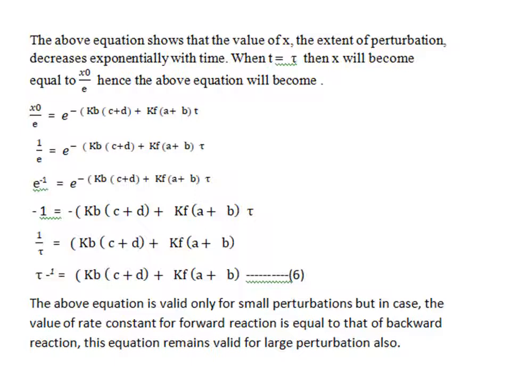The above equation shows that the value of x, the extent of perturbation, decreases exponentially with time. When t is equal to tau, then x will become equal to x naught over e. Hence the above equation will become x naught over e is equal to e raised to the power minus kb into c plus d plus kf into a plus b into tau.